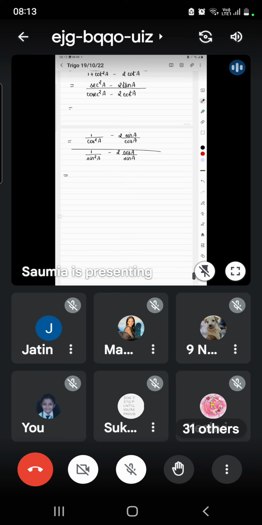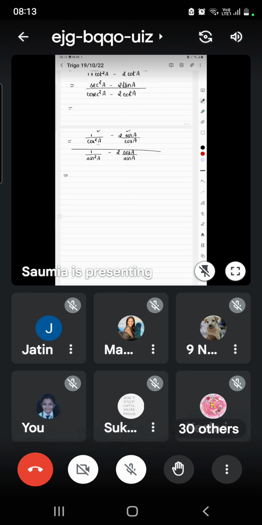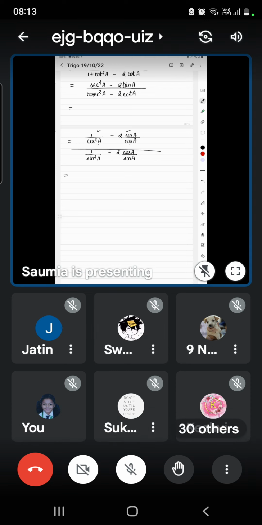Now, look at the numerator. There are two fractions which have to be subtracted. Are their denominators the same? No, ma'am. So I just have to make their denominators the same.